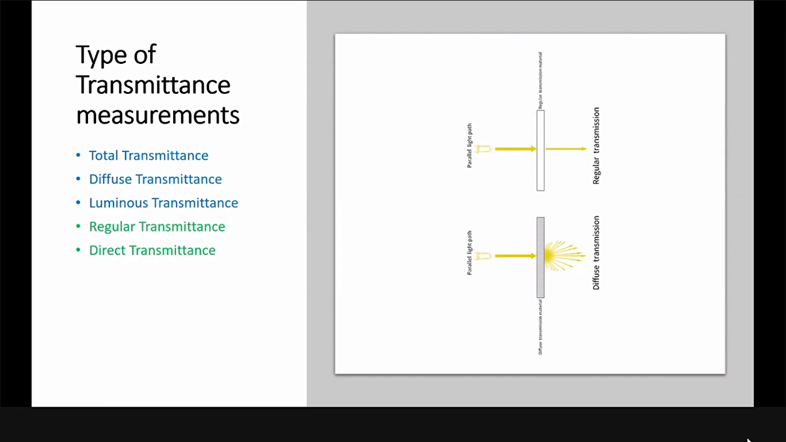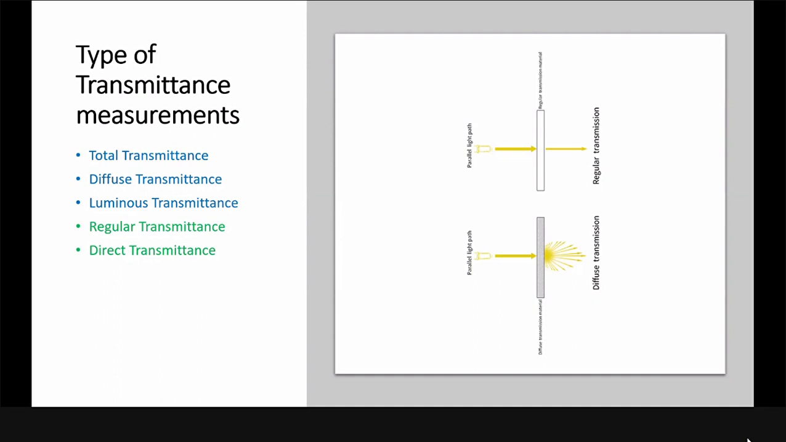If we just want to be very clear, total transmittance, diffuse transmittance, and luminous transmittance, all three are the same. We can call them total transmittance. And regular transmittance and direct transmittance are both the same. We can call them direct transmittance.